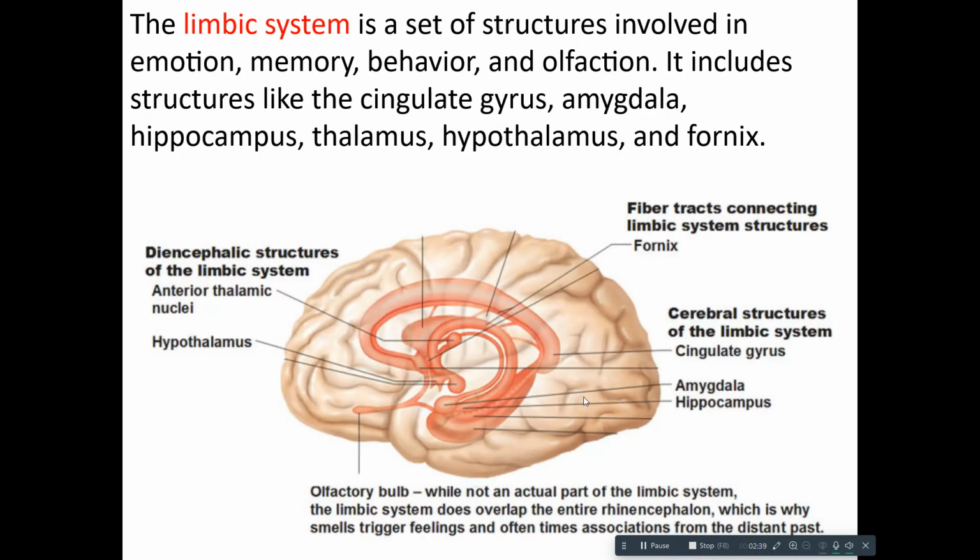All right, the final thing we're going to do before we get to protection of the brain is the limbic system. So the limbic system is this ring of structures involved in emotions, memories, behaviors, and kind of surprisingly, smelling or olfaction. There's some things we met already that are part of the limbic system, like the thalamus, the hypothalamus, and the fornix, but also some new things like the hippocampus, the cingulate gyrus, and the amygdala. So let's go through these new things.